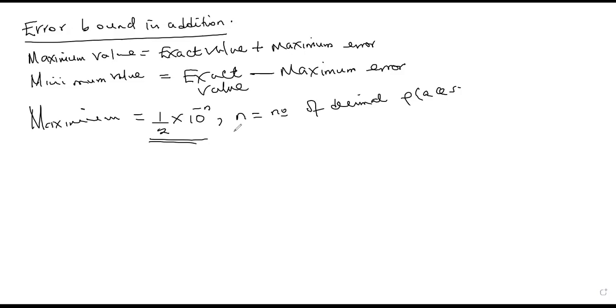The same applies with error in subtraction. When we are talking about subtraction, the maximum value is always obtained by maximizing the first value and minimizing the second value. And the minimum is obtained by minimizing the first value and then maximizing the second value.